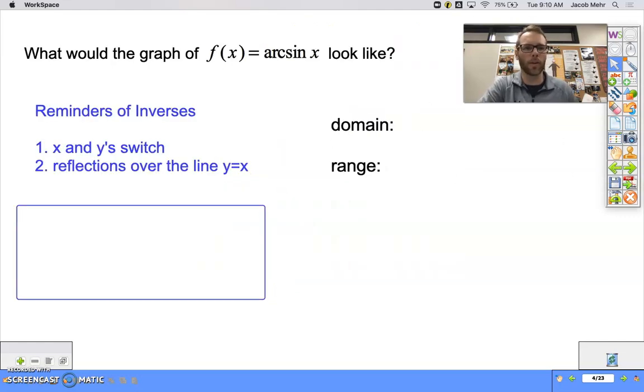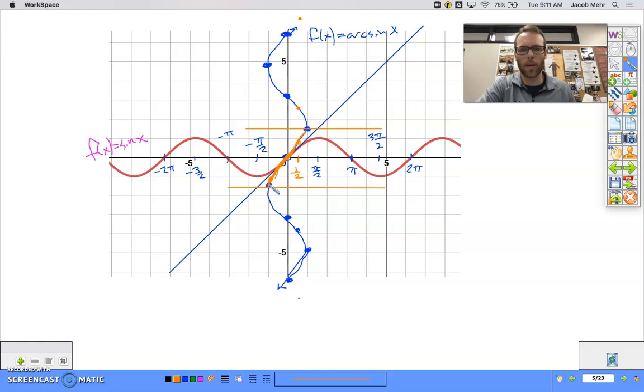So what are the domain and range? Well, our domain, now thinking about reminders of inverses here, if x's and y's switch, domain and range switch. However, we had to be careful about that to make this a function. So look at our graph here. What is our domain? What x values are we graphing from? -1 to 1, which was the range of the sine function.